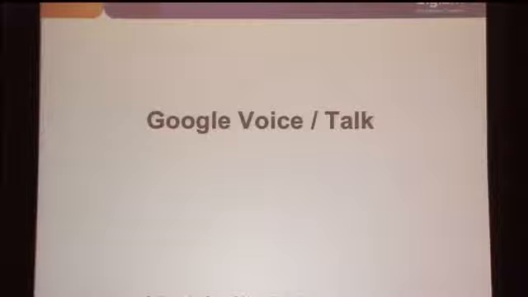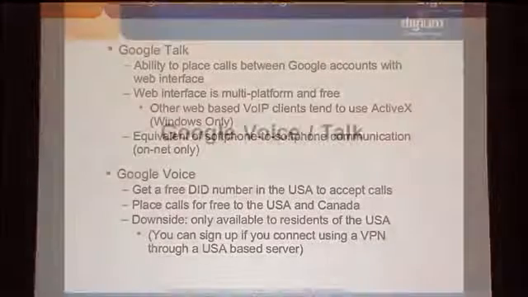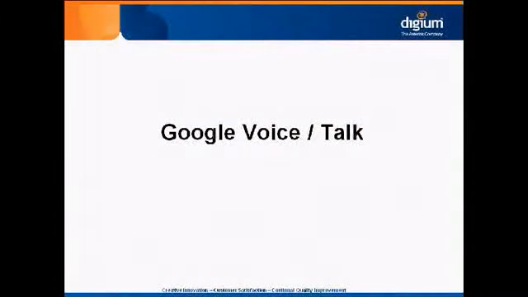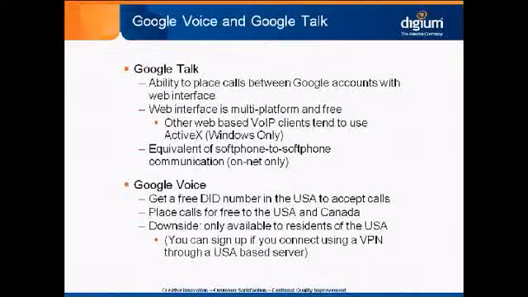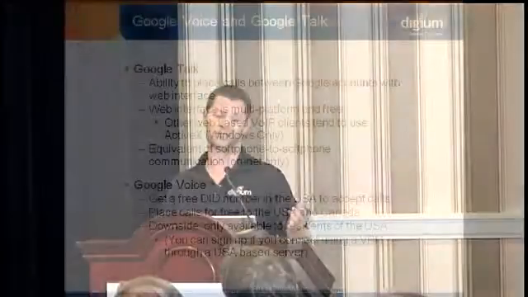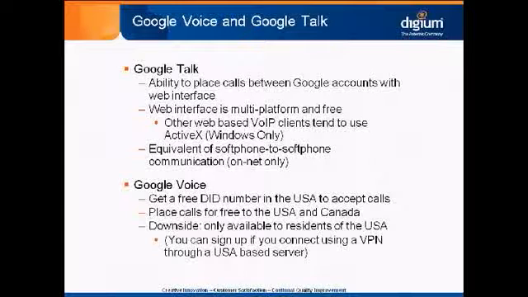So Google Voice and Talk give you the ability to place calls between Google accounts with the web interface. The web interface is multi-platform and free, which is pretty much the only one I'm aware of that gives you a VoIP interface on multiple operating systems. Most of the ones I've seen are just ActiveX, which is basically Windows only. And with Google Talk, it's going to give you the equivalent of soft phone to soft phone communication. So not the PSTN or phone calls, but it allows you to call between users, just like Skype and some other networks.